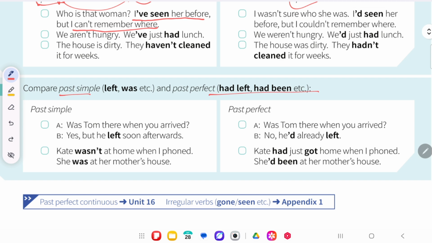Kate wasn't at home when I phoned. She was at her mother's house. Was Tom there when you arrived? No, he hadn't left. He had already left. Kate had just gone home when I phoned. She had been at her mother's house.